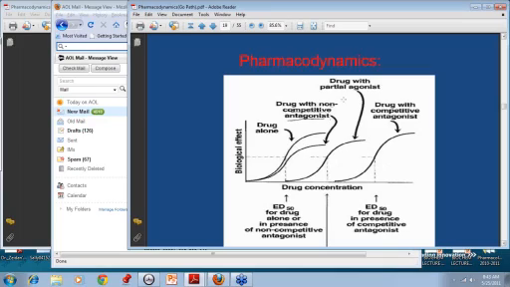Okay, we already talked about partial agonists. With a partial agonist, you can see the effect here.